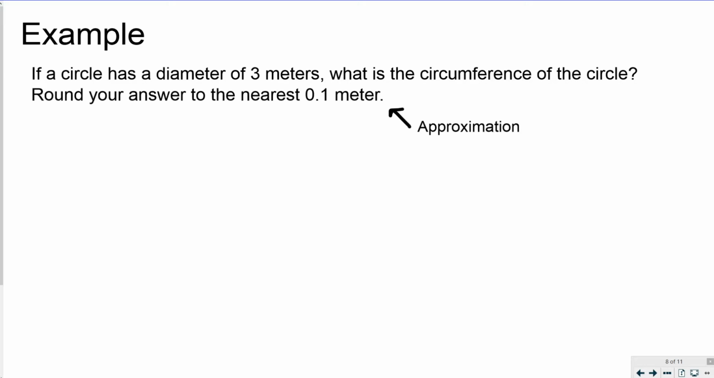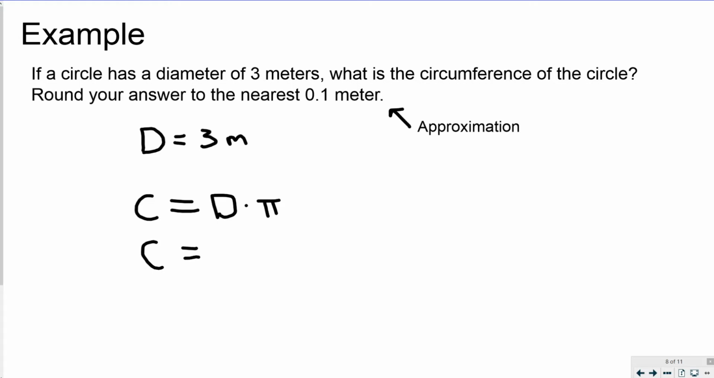So I'm going to use the formula. I'm going to write down what I know. I know that the diameter here is 3 meters. So then I'm going to go ahead and do the circumference is equal to the diameter times pi. So the circumference is equal to 3 times pi. And this right here, this step, this is my exact answer.